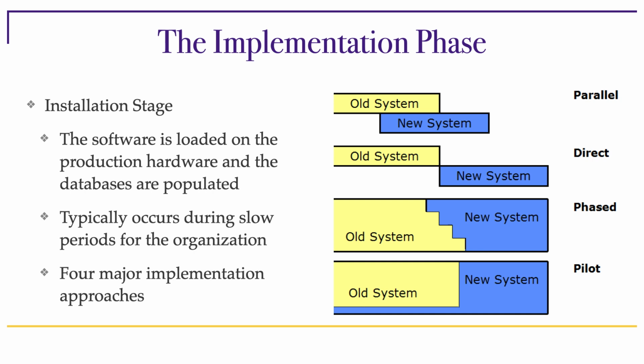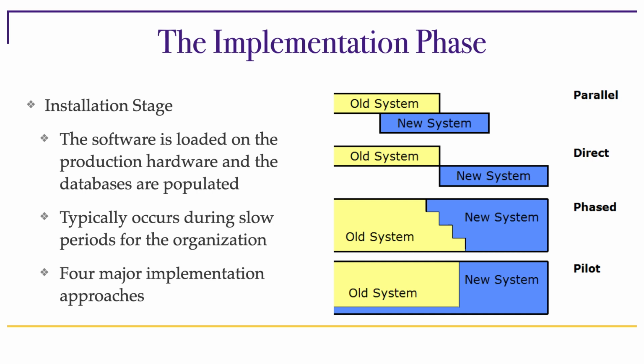This is a phase that can be highly disruptive, and so typically occurs during slow periods of the organization. If you are a company that makes software for taxes, you don't want to release it in June when everybody's doing their taxes, right? And also the way the installation is done can be different, and different approaches will be best in different situations. The approaches to the implementation stage are parallel, direct, phased, and pilot.